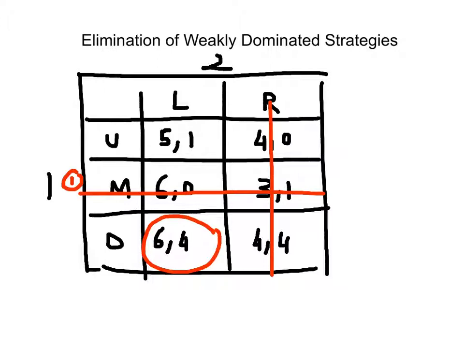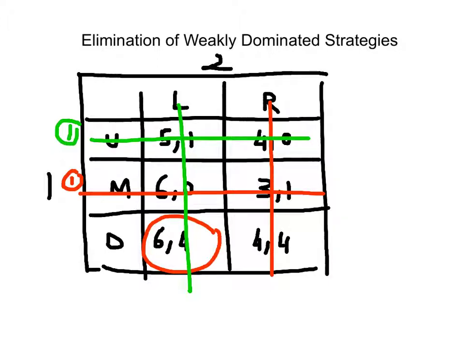Now let's try a different order of deletion. What happens if you delete U first rather than M? Well, player 2 now has a weakly dominated strategy, but it's no longer R, it's strategy L. And you can see this because 0 is less than 1, 4 is the same as 4. So L is weakly dominated. So let's eliminate L.